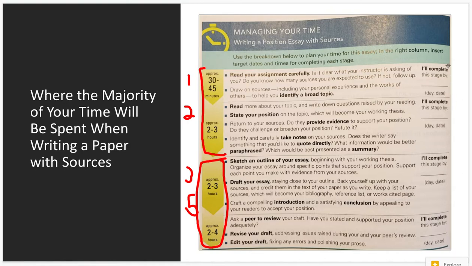Now, like usual, they give you a little breakdown to set a goal for what day you want to complete the steps by. So I recommend doing that just to keep yourself accountable and to help you space out your time, since this project is much more involved than the previous essay that we did.